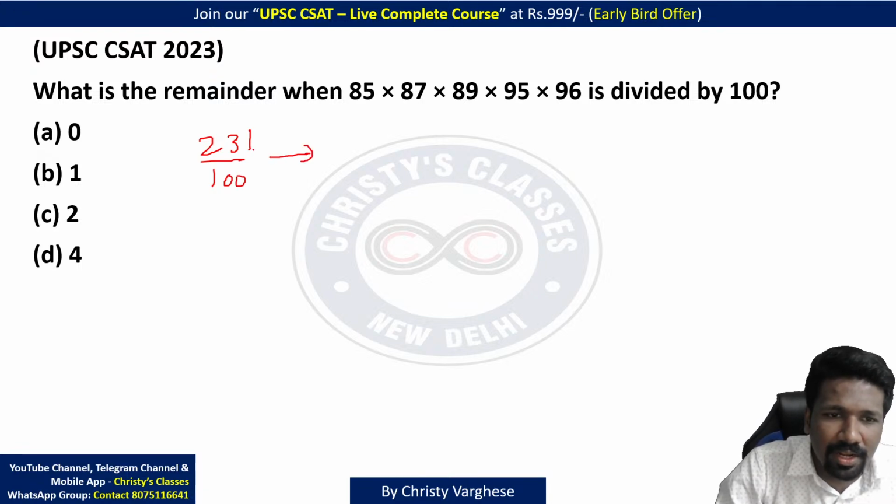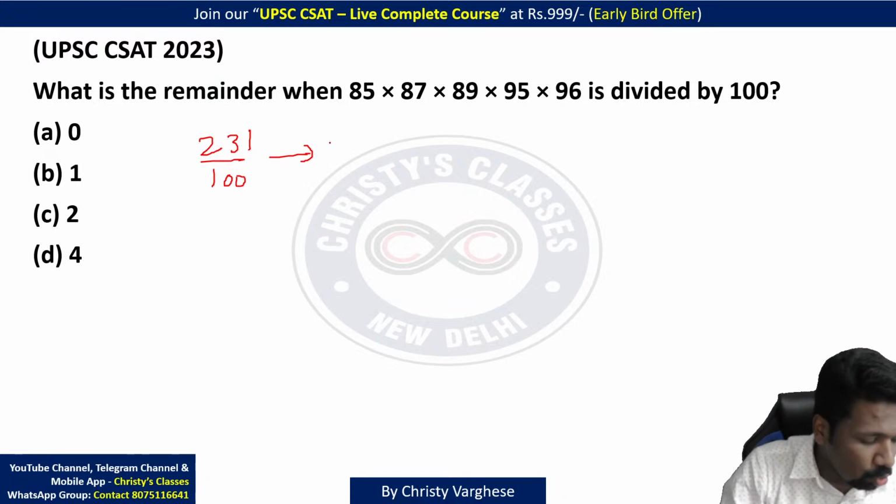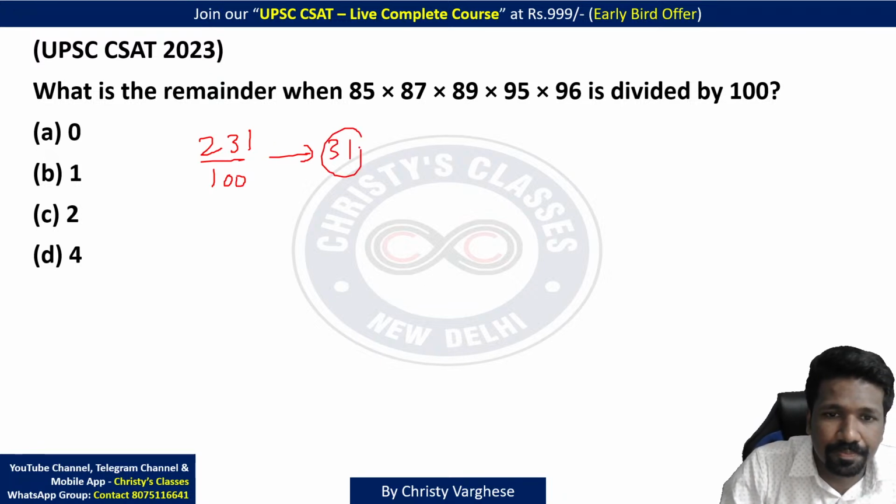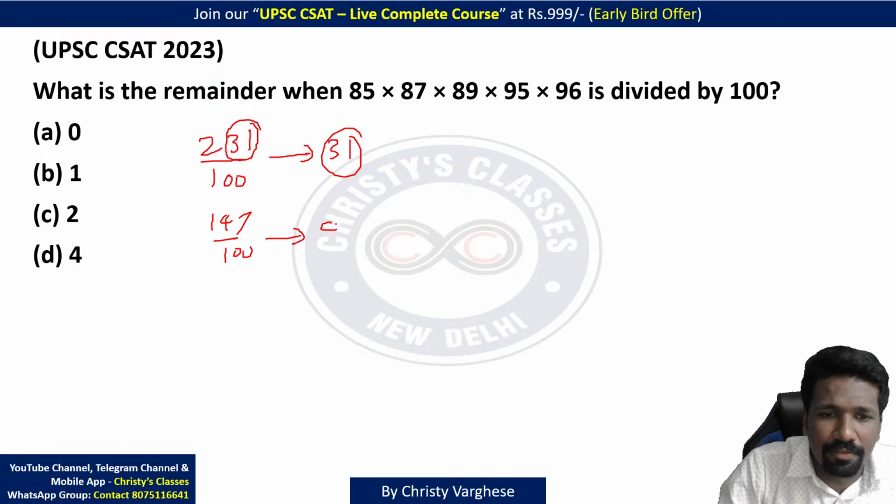231 by 100, what is the remainder? Quotient is 2. 231 divided by 100, 2. Remainder is 31, na? Or this last 2 digits is the remainder. If it was 147 divided by 100, remainder will be 47, na?